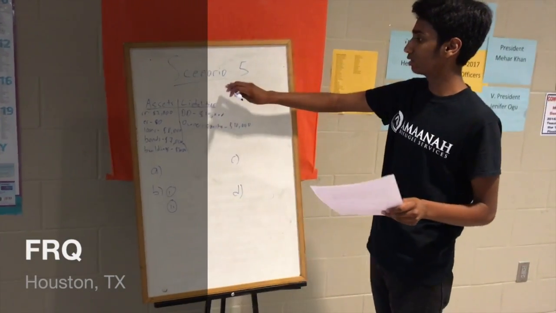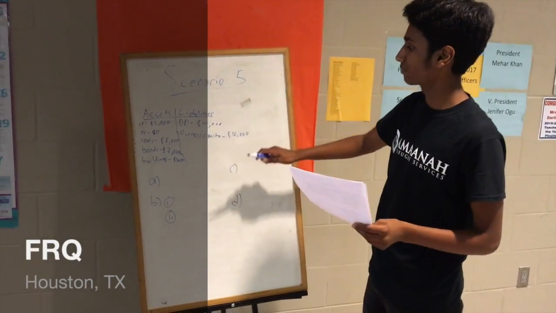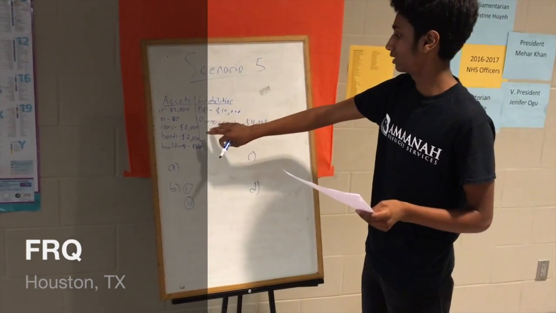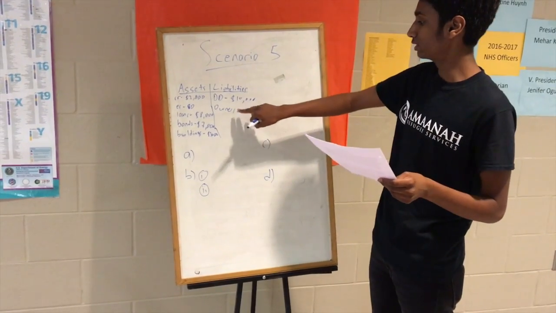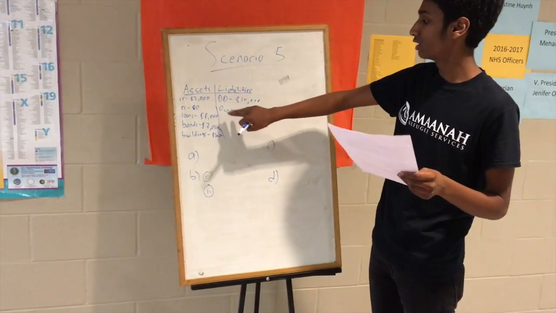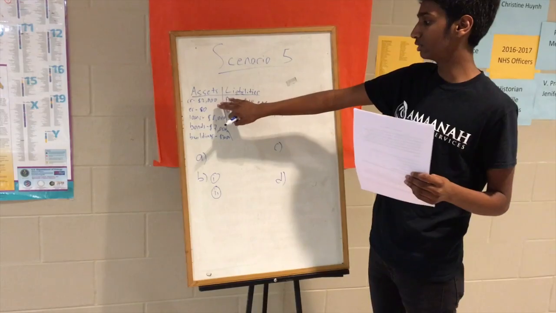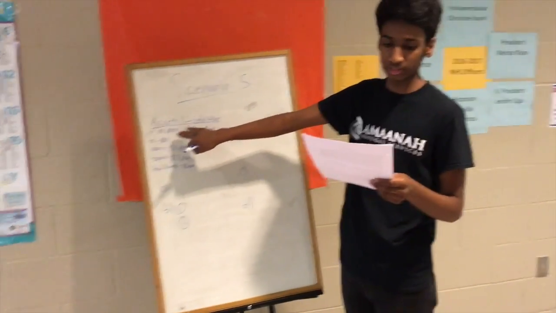Guys, we're going to do scenario 5. We're going to talk about it. So we're given an assets and liabilities T-chart. So we have the DD, which is $10,000, and the RR, which is $2,000, and given $0 in ER.